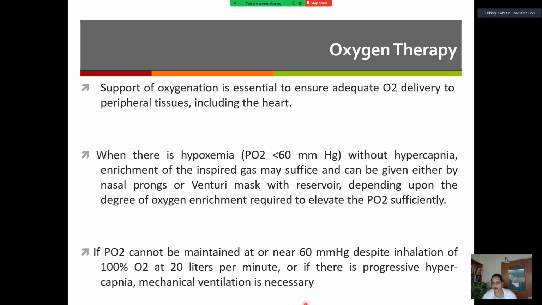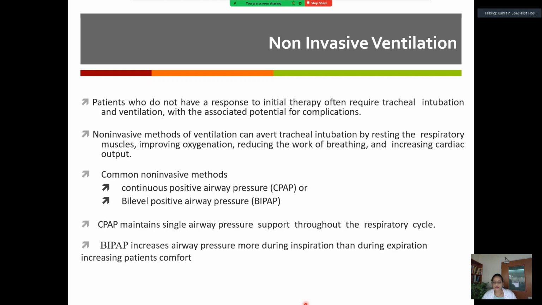When there is hypoxemia without hypercapnia, enrichment of the inspired gas may suffice and can be given either by nasal prongs or Venturi mask with reservoir, depending upon the degree of oxygen enrichment required to elevate the partial pressure of oxygen sufficiently. If PO2 cannot be maintained at or near 60 mmHg despite inhalation of 100% oxygen at 20 liters per minute, or if there is progressive hypercapnia, mechanical ventilation is necessary.